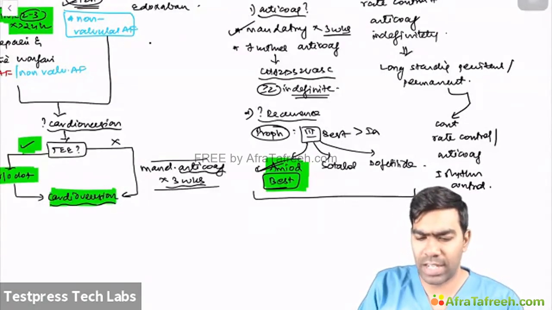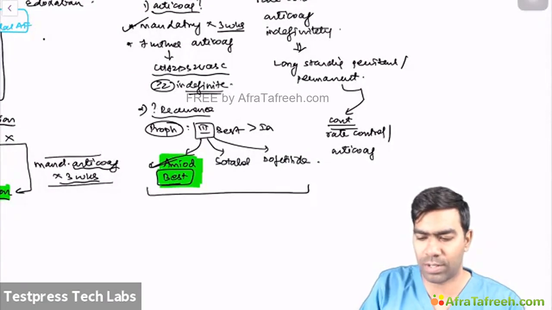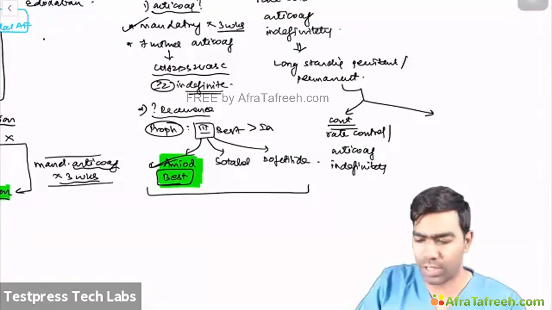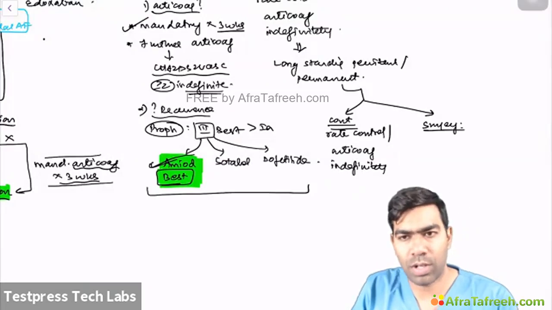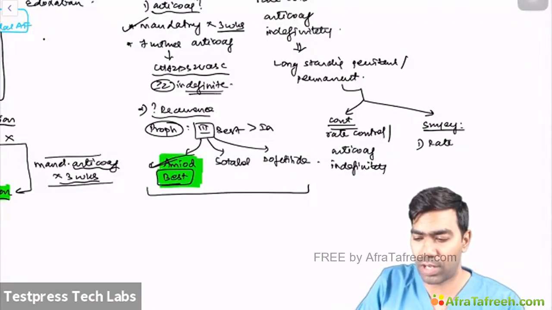Rhythm control is not needed here, because it cannot be done: you have not cardioverted, you cannot cardiovert. So you have to continue rate control and anticoagulation indefinitely, lifelong. That's one option. Second, you can try some surgeries, depending on whether you need rate control or rhythm control. If you want rate control, that's a major problem there.